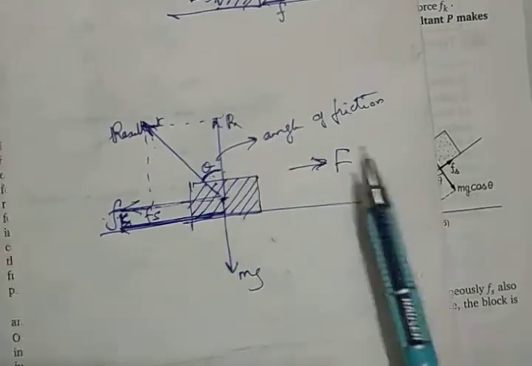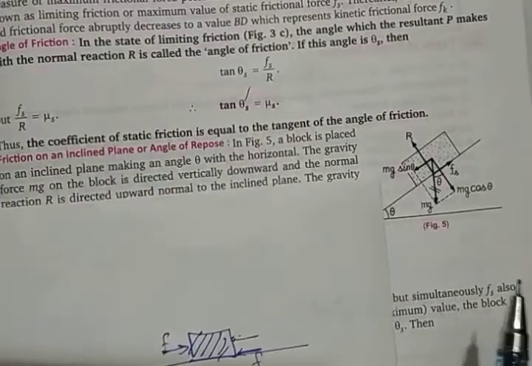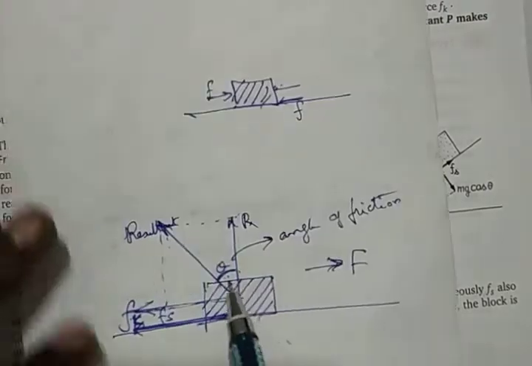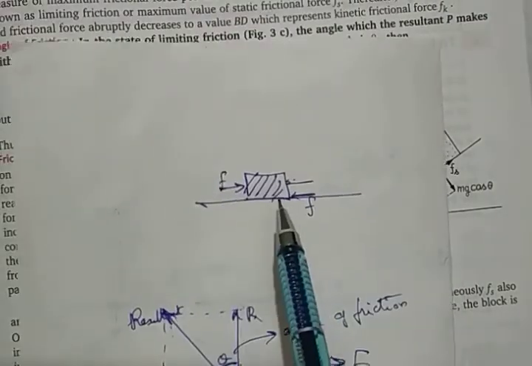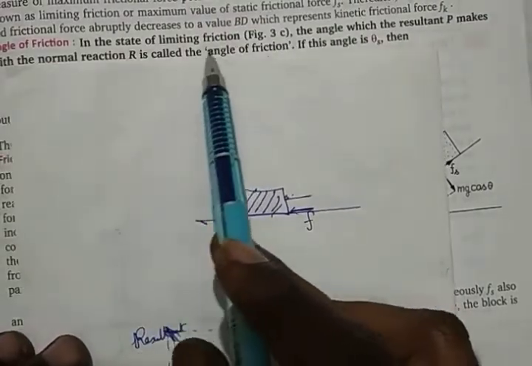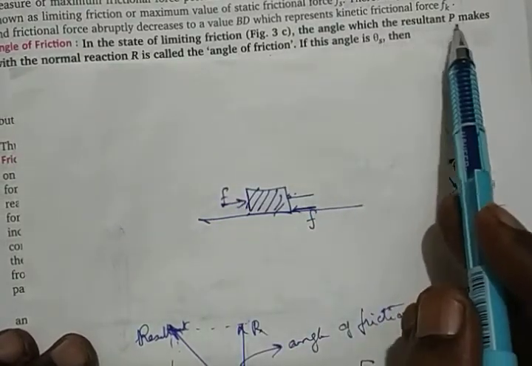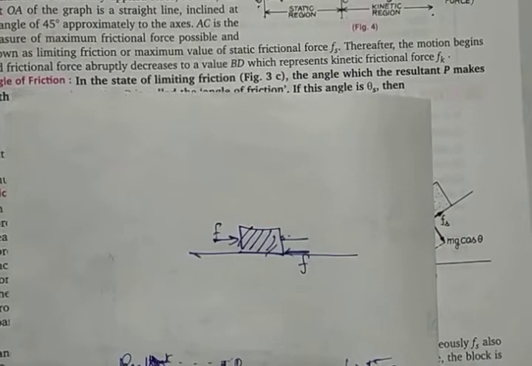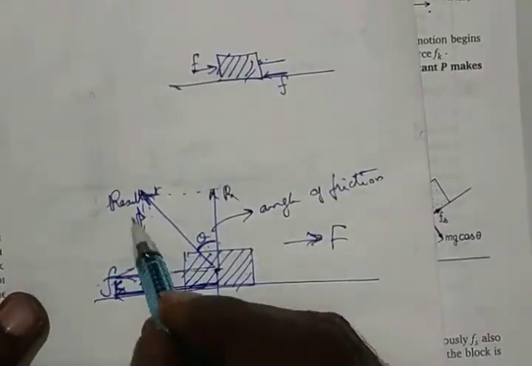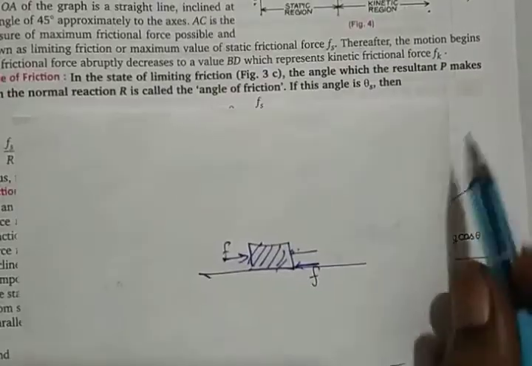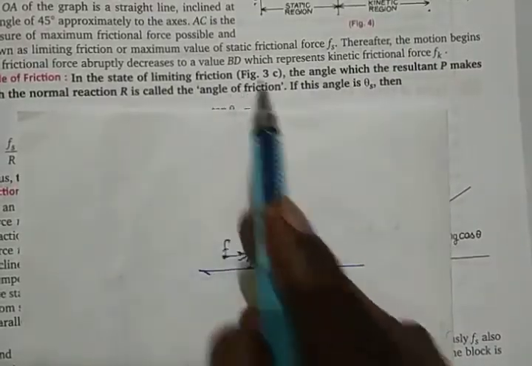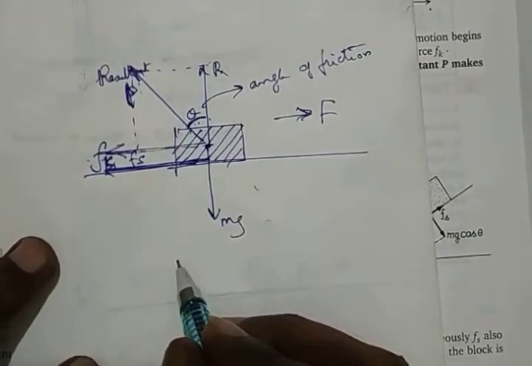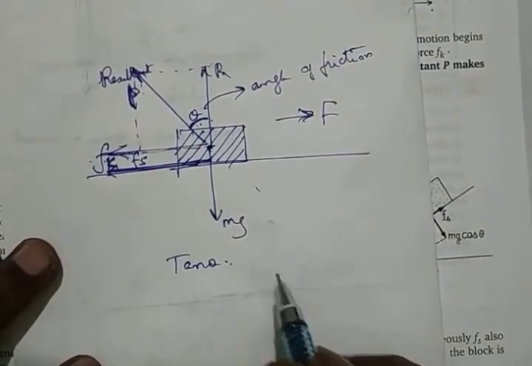This is the angle. Now please see this definition. Please draw this diagram; it is missing again here. In the state of limiting friction, the angle which the resultant P makes with the normal reaction is called the angle of friction. So how will the angle of friction be? Now write: tan theta is going to be equal to, what is tan theta?